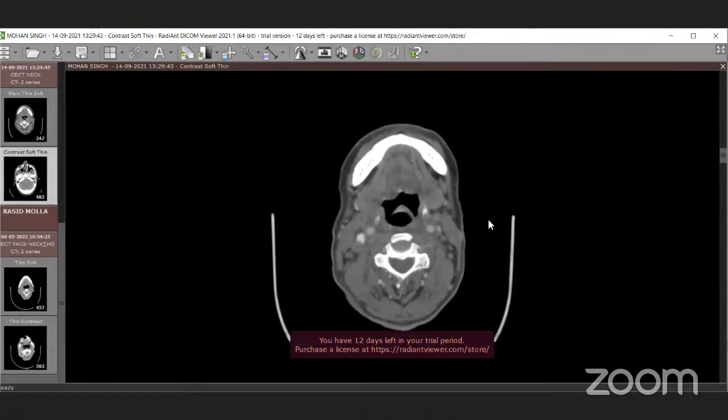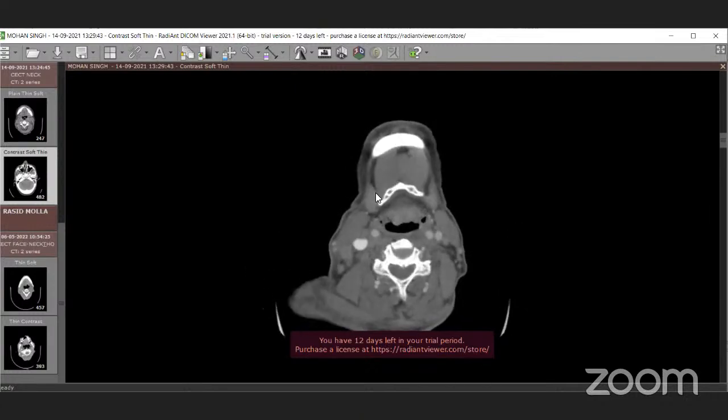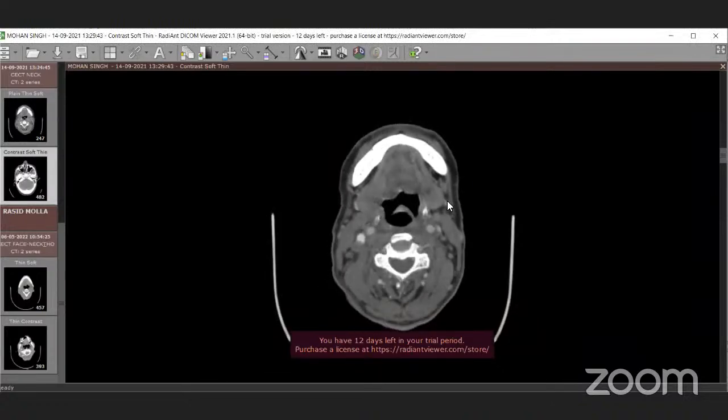Next is the posterior belly of digastric. You have already shown us the anterior belly. This is the posterior belly of digastric. Again, this is another tricky thing. This is the anterior belly. It tapers down, and on CT, the muscle here in between is the posterior belly of the digastric.